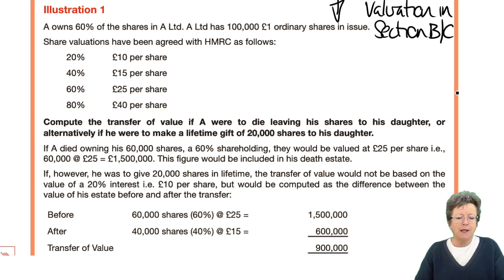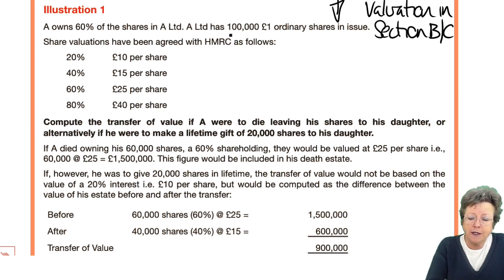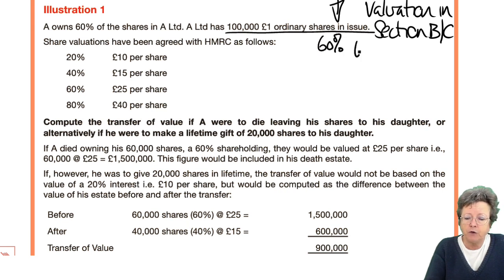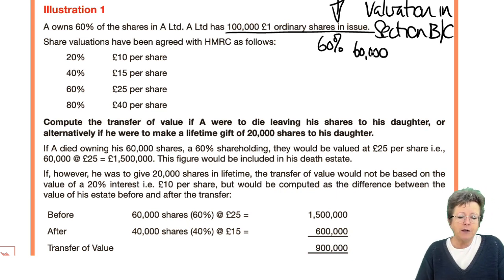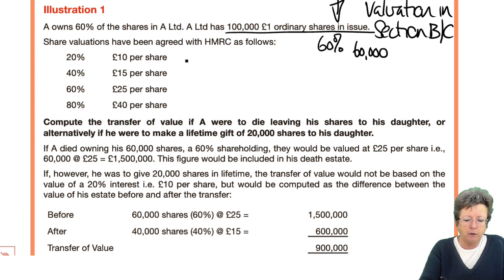So let's look at diminution. I'll give you an illustration. A owns 60% of the shares in A Limited. There are 100,000 of those shares in issue. So they've got a 60% holding. They've got 60,000 shares. Now the share valuations agreed by the revenue are as follows.